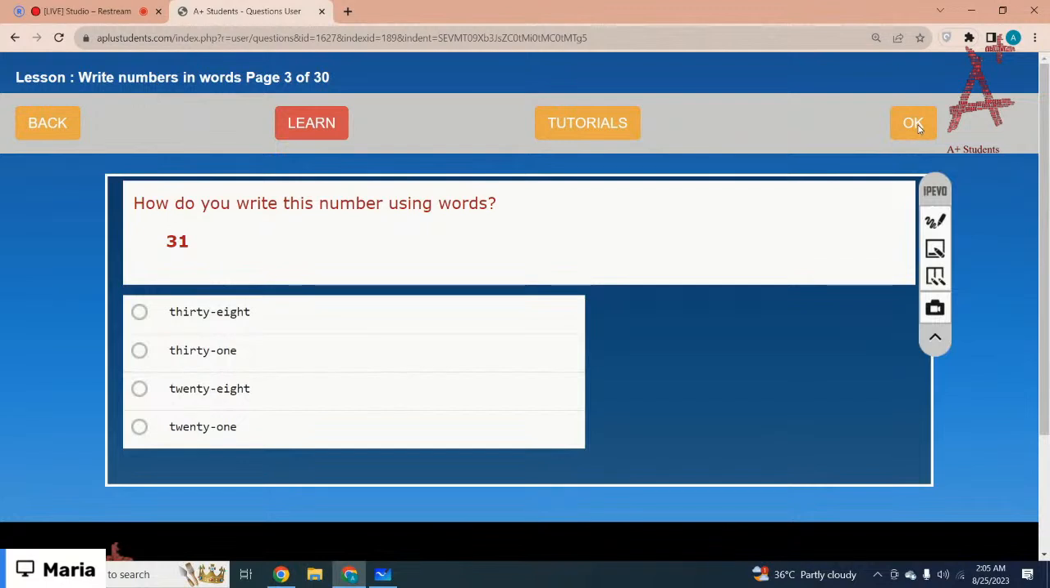How do you write the number using words 31? How do you write 31? The options are 38, 31. The second option is the correct option. You can represent 30 and 1, so that would be 31. Option number 2 is the correct option.